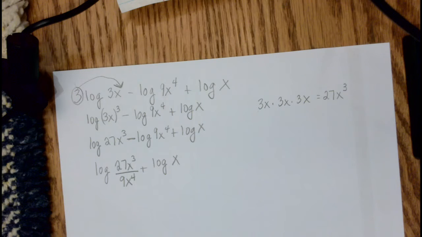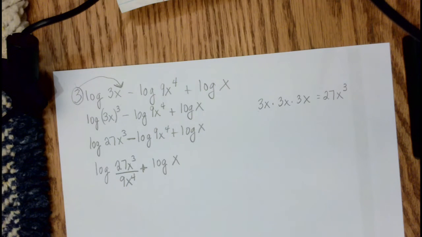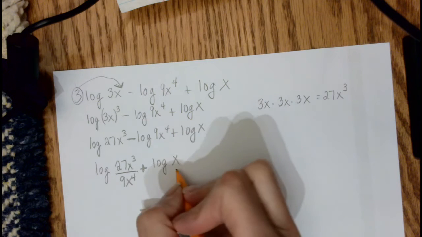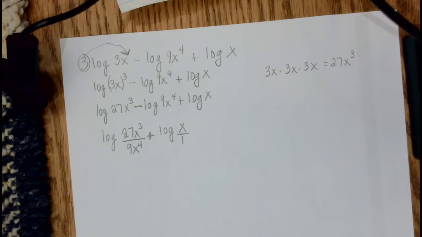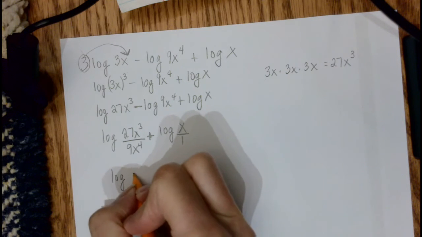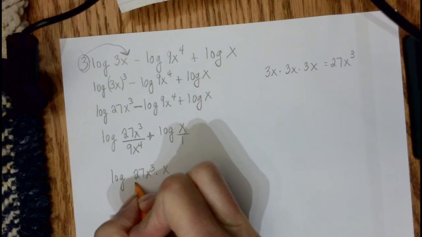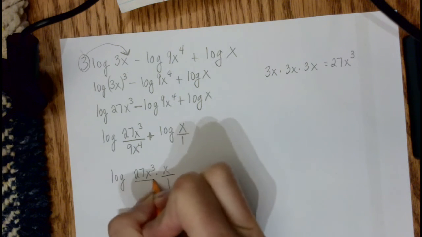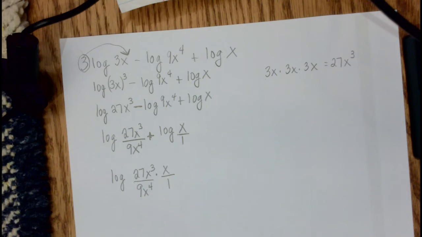But now we can simplify again because we have a plus in this problem, and logarithmic properties say that we can multiply when we have a plus, when we're working with logs with like bases. I do want to write this as x over 1, just in case fractions cause you a little bit of trouble. So when we condense this down, this becomes log of 27x cubed times x over 1, and it's really 27x cubed over 9x to the fourth times x over 1.